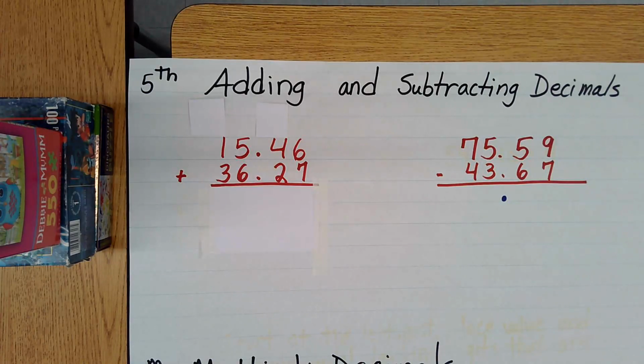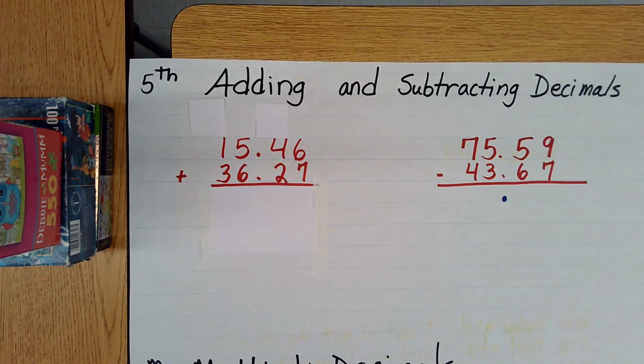Once fifth graders have a good understanding of their decimal place value, how to read and write them, as well as compare them, we move on to performing different operations on our decimals. So, the first two operations we're going to start with are adding and subtracting decimals.